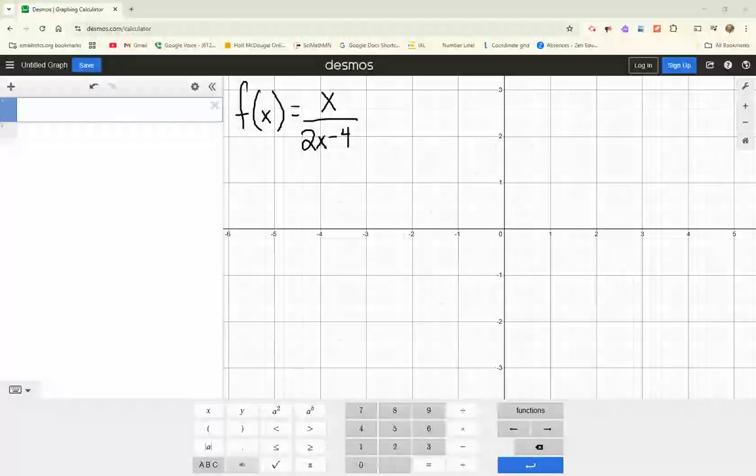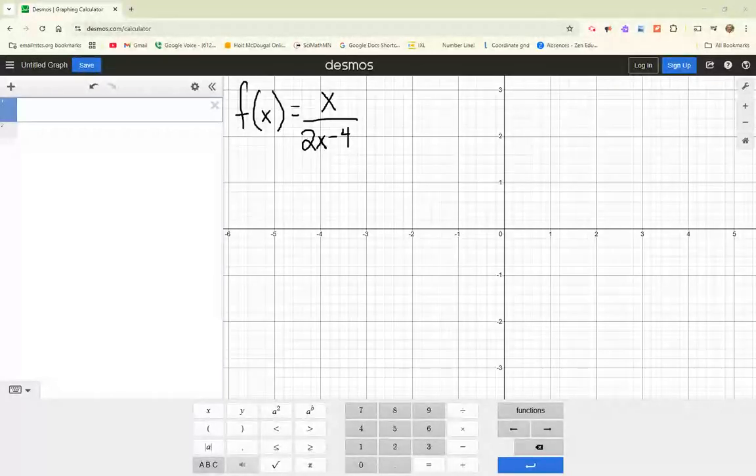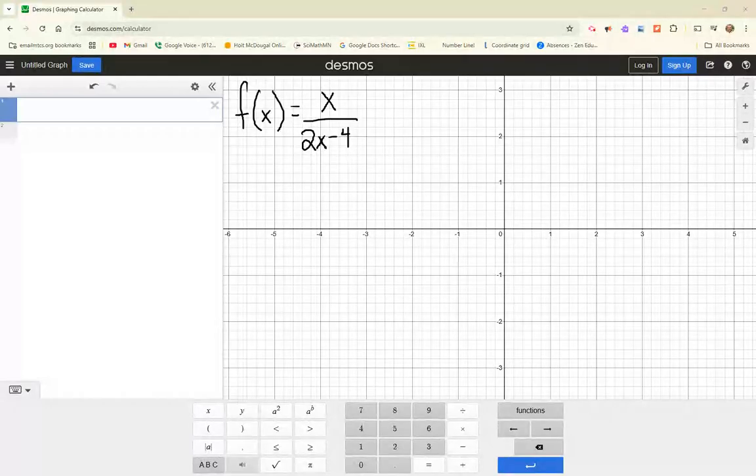Hey everybody, in this video we're going to talk about asymptotes on rational functions, and more specifically, the vertical asymptote of rational functions. An asymptote is essentially a line or a value that the graph approaches but never actually touches. And the way that we find the vertical asymptote is we find the restricted value of the function.